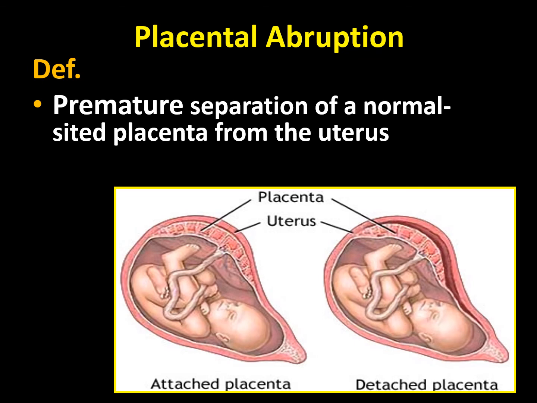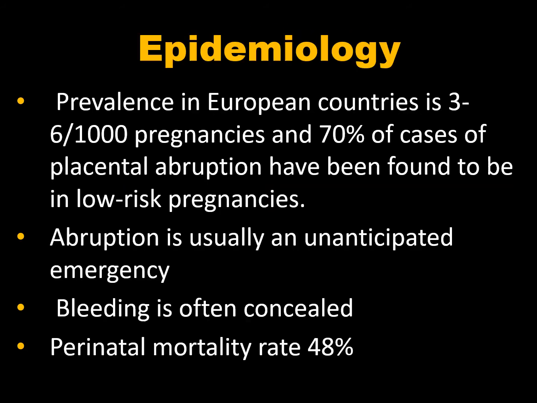Placental abruption is defined as premature separation of a normally sited placenta from the uterus. This is the uterine wall and this is the placenta. This is the uterine wall and the placenta has detached from the uterine wall. The prevalence in European countries is 3 to 6 per 1,000 pregnancies, and 70% of cases of placental abruption have been found in low-risk pregnancies. Abruption is usually an unanticipated pregnancy emergency. Bleeding is usually concealed, and the perinatal mortality may be as high as 48%.